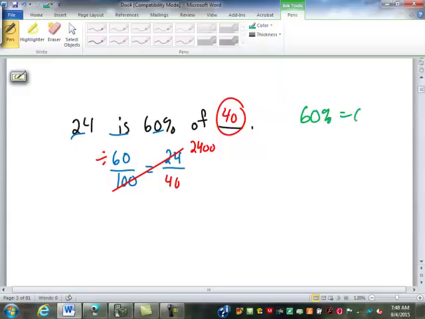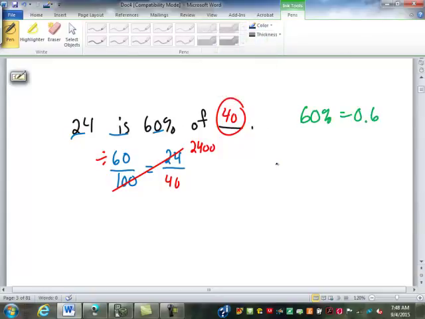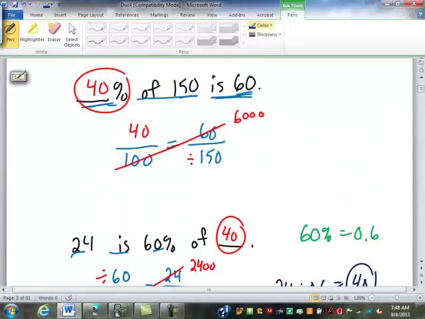60% is 0.6 as a rate, but I'm not going to take the 24 times 0.6. I'm going to take it divided by 0.6 to get 40. So if you use that rate method, you have to be able to decide, am I going to multiply by the rate or am I going to divide by the rate?